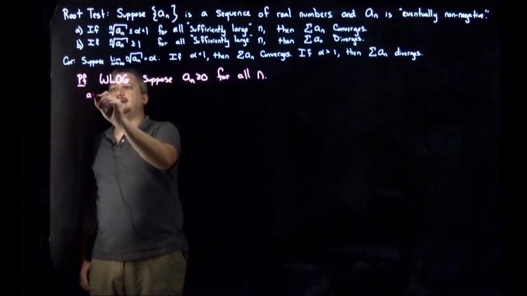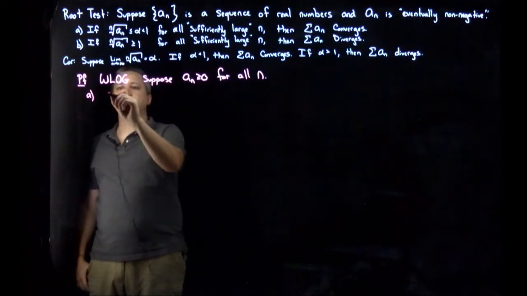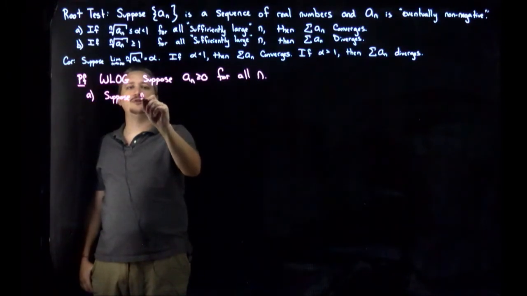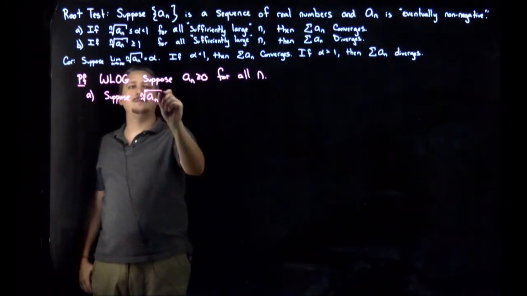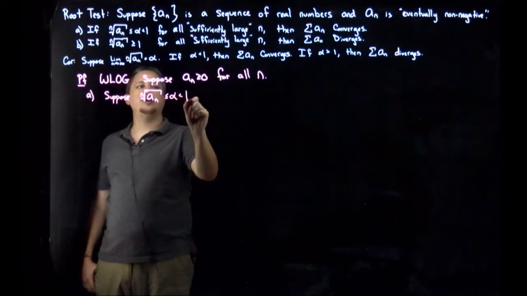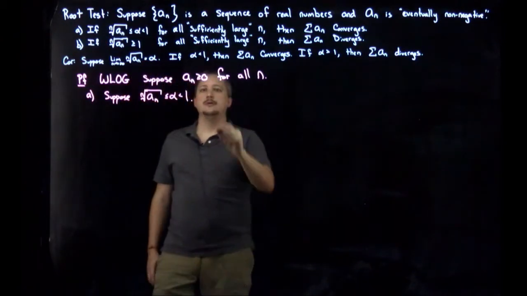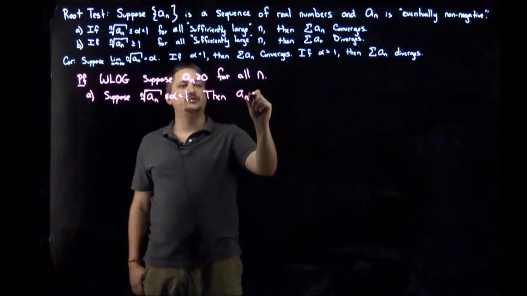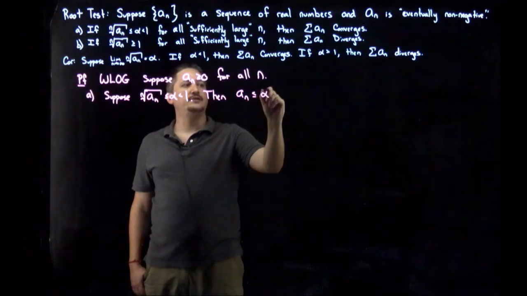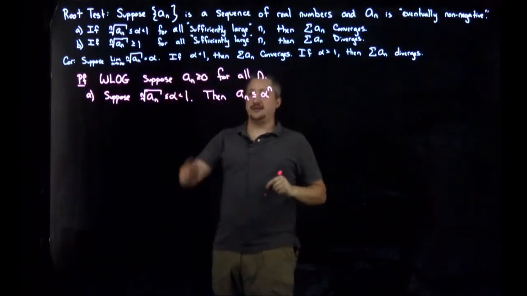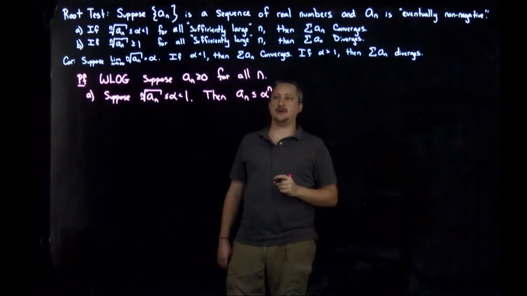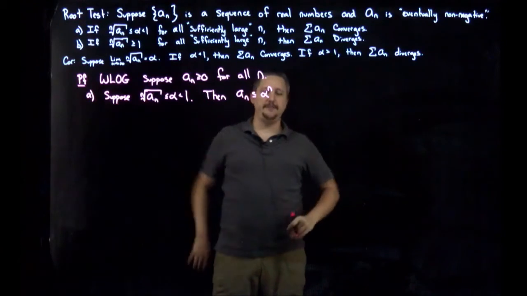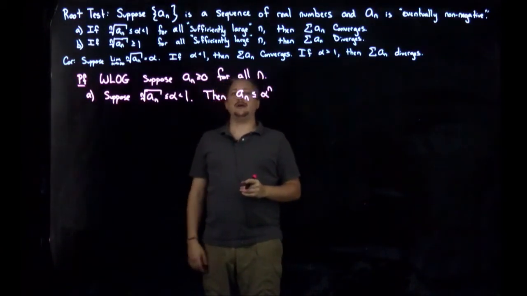All right, so A. So suppose, in particular, that the nth root of a_n is less than or equal to alpha, which is less than 1. Then a_n is going to be less than or equal to alpha to the n, where alpha, again, is a positive number less than 1, right? So the a_n's are all non-negative, so alpha is certainly not a negative number, right? Okay.